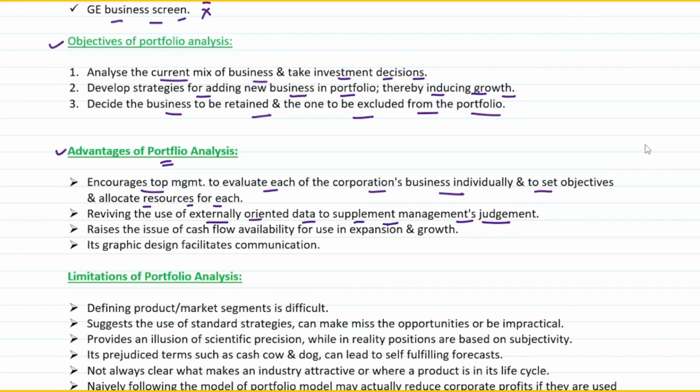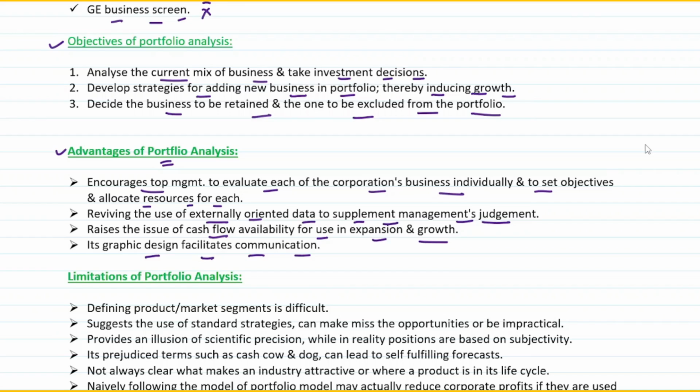Fine. It raises the issue of cash flow availability, which can be used in expansion and growth. You know that every company prepares a cash flow statement that tells you how cash rich they are, how much cash they are able to save out of the profits that they make. So the higher the cash flow, the better for the organization. It can be used for expansion and growth purposes. Its graphic design facilitates communication. So if the portfolio analysis graphic is well in place, that will help you to communicate in a better way.